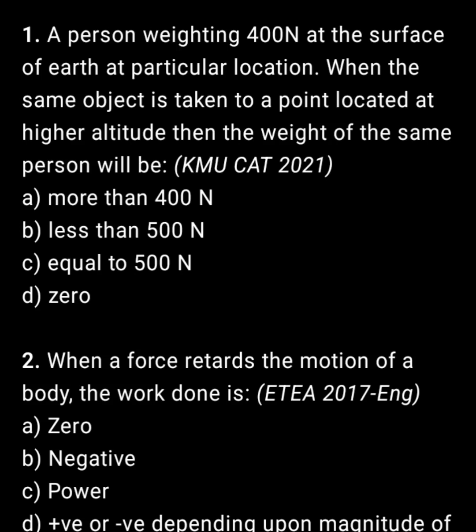1. A person weighing 400 N at the surface of Earth at a particular location, when taken to a point located at higher altitude, the weight of the same person will be? MCQs 2021. A. More than 400 N. B. Less than 500 N. C. Equal to 500 N. D. 0.